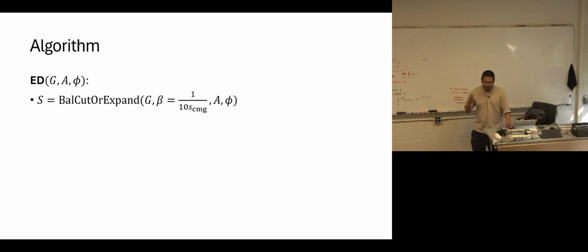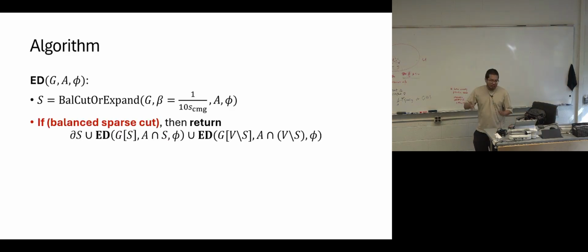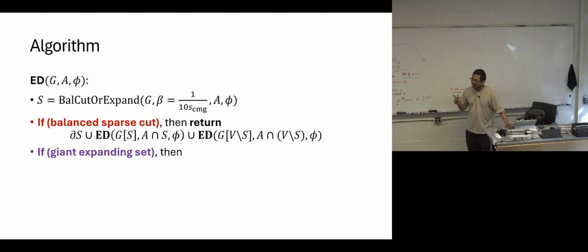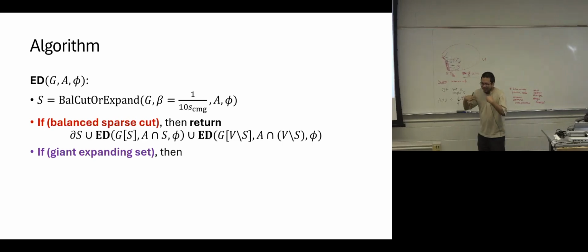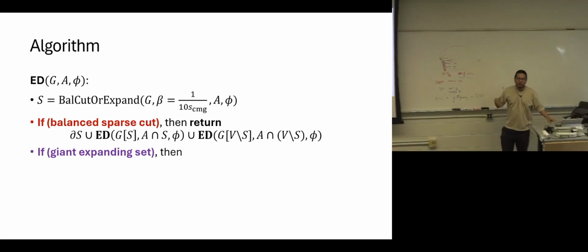We compute this balanced cut or giant expanding set S. If it's balanced, we just cut on S. That's a balanced sparse cut. Just do the same thing. That's good. If we get a giant expanding set, but it's not expanding inside, it is expanding in the whole graph, so we trim.